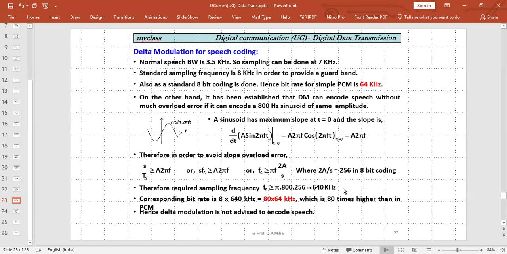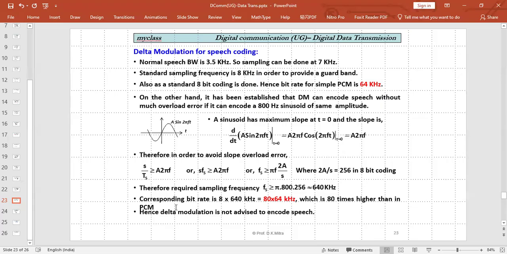That means the sampling frequency must be more than 640 kilohertz. And what is our PCM sampling frequency? It is only 8 kilohertz. Right? So standard pulse code modulation sampling frequency is 8 kilohertz, whereas I have 640 kilohertz. So what I need is 80 times higher sampling rate.